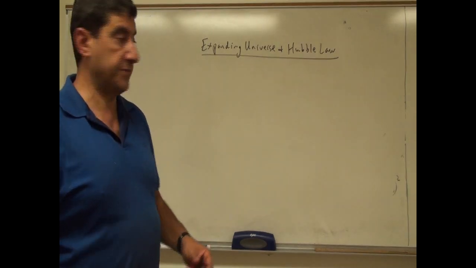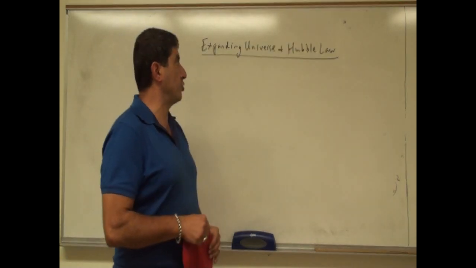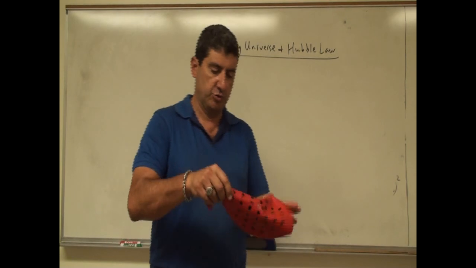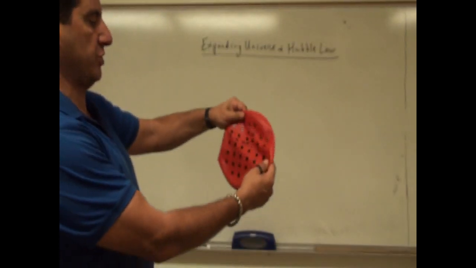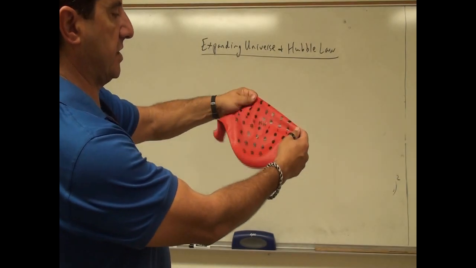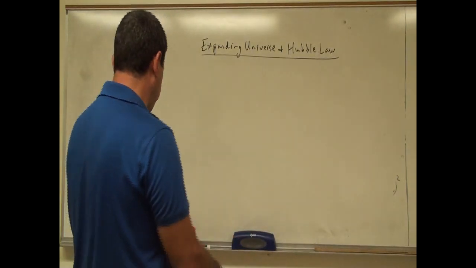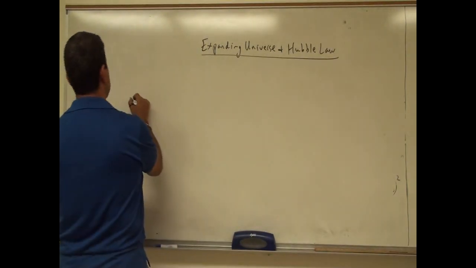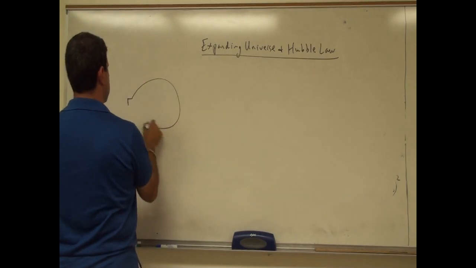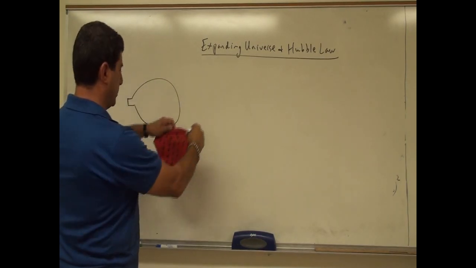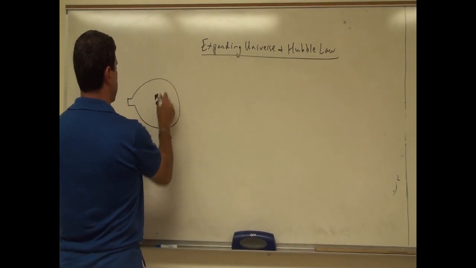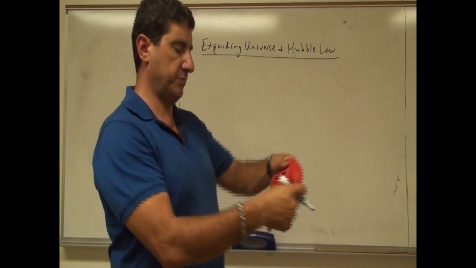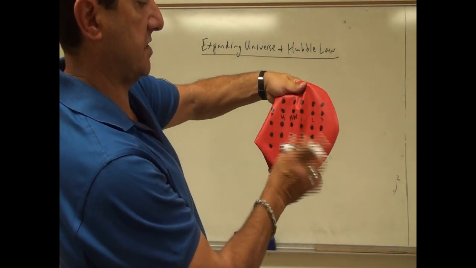Okay, so welcome. Now I'm going to do a demonstration called Expanding Universe and the Hubble Law. I have this balloon here, a nice big latex balloon, and I've labeled a bunch of galaxies on there, putting black dots for galaxies. Through the middle, I put a dot called the Milky Way galaxy. I labeled it. You can see here the Milky Way is in the center.